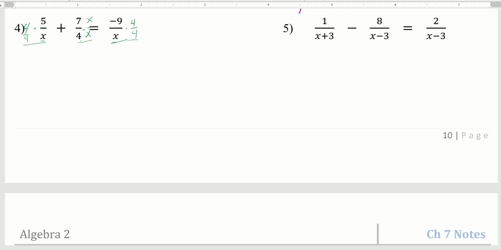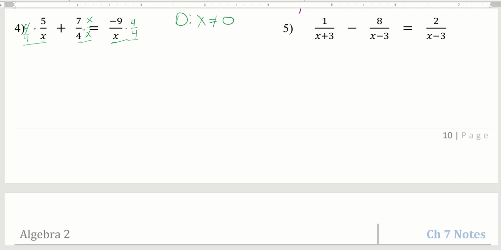So let's grab our domain before we forget. So our domain cannot equal. The nice thing here is the only variable you have is just straight up x. So that would be 0. Cannot have a 0. Okay.